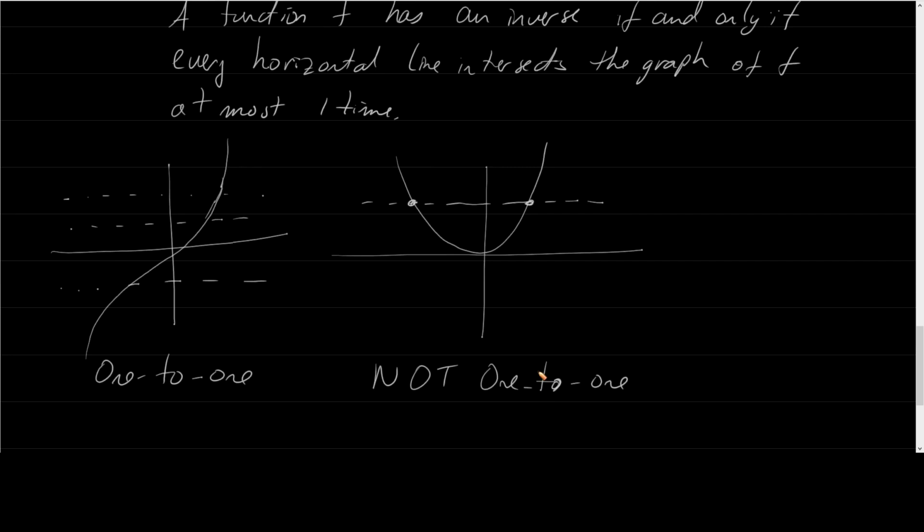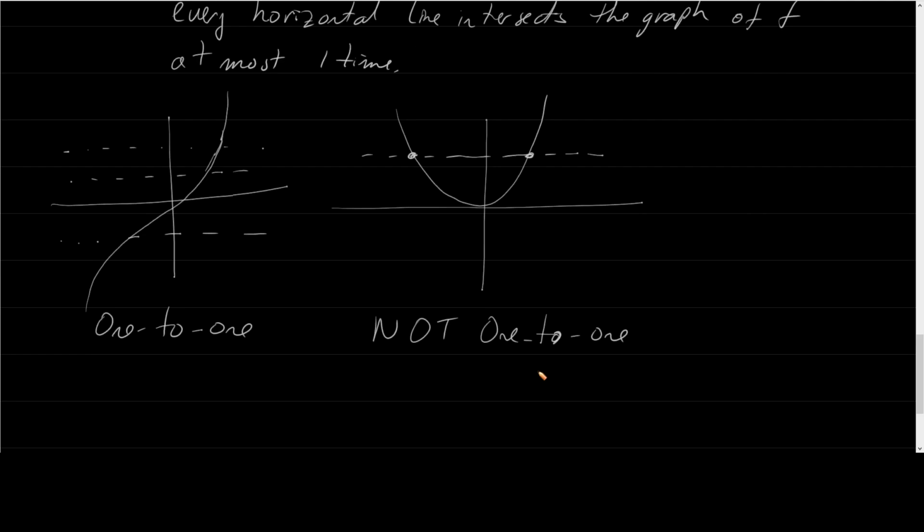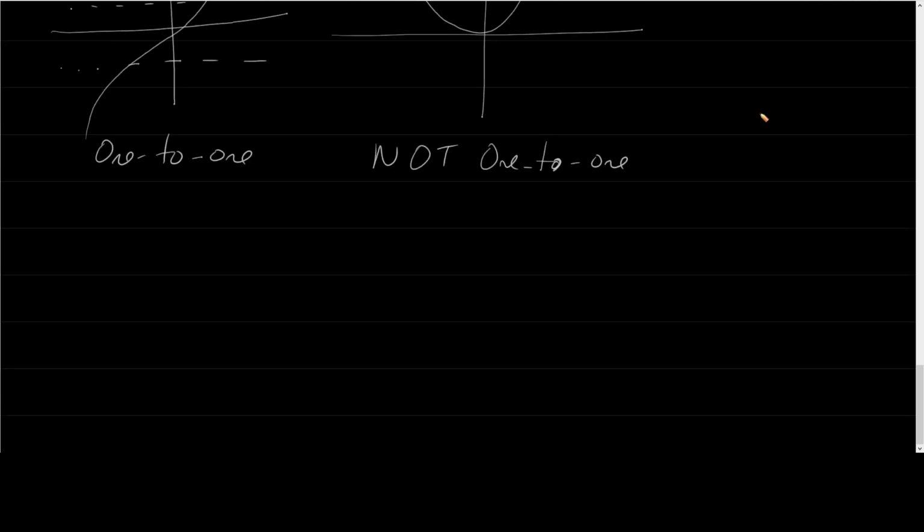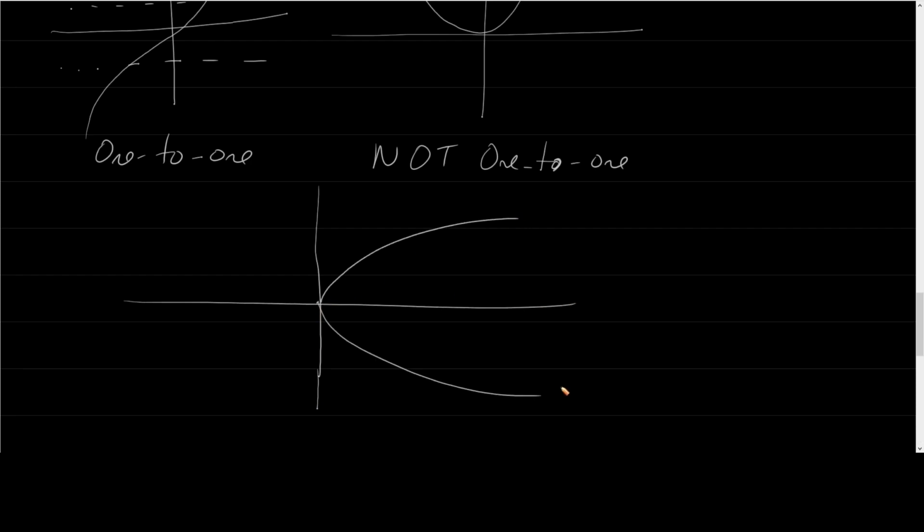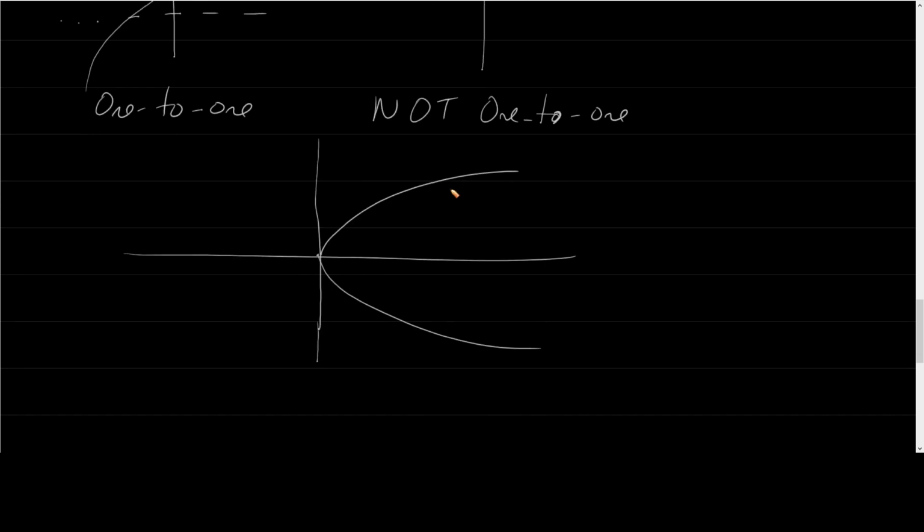Now it's possible to have graphs that might trick you into believing that they are one-to-one functions. So for example, this right here looks like it might pass a horizontal line test. And in fact, there's no horizontal line that I can draw that would cross more than once. However, this is not a function. So this is not a function in the first place.